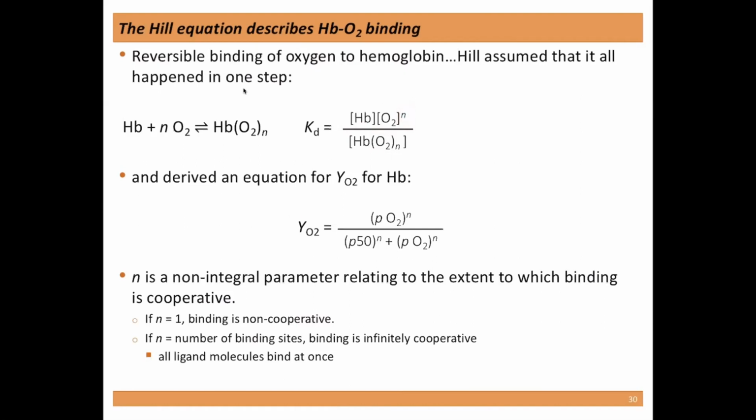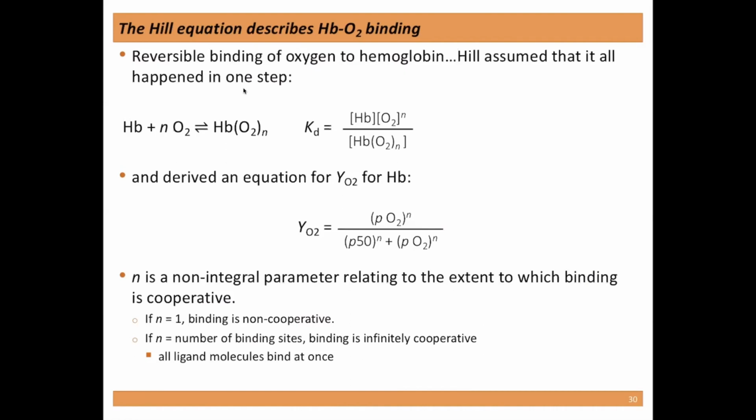And we can derive the equation for the YO2 like we did before. And notice when we do that, we also get this N term right there. So in this case here, we end up with an additional factor that we need to consider. N is a non-integral parameter relating to the extent to which binding is cooperative. If N is 1, then that means that binding is non-cooperative, and we'd see a graph like we see for myoglobin. If N is anything other than 1, then you start to get some cooperativity.